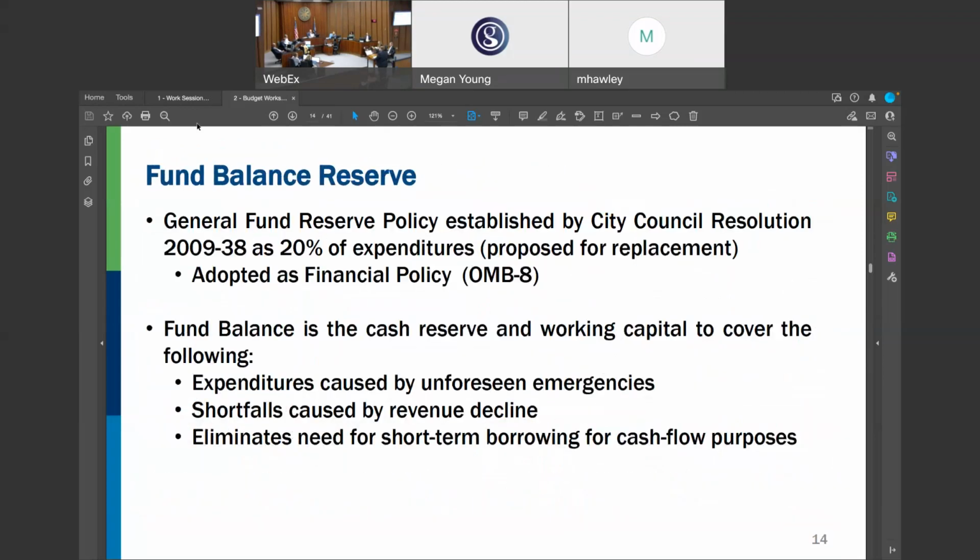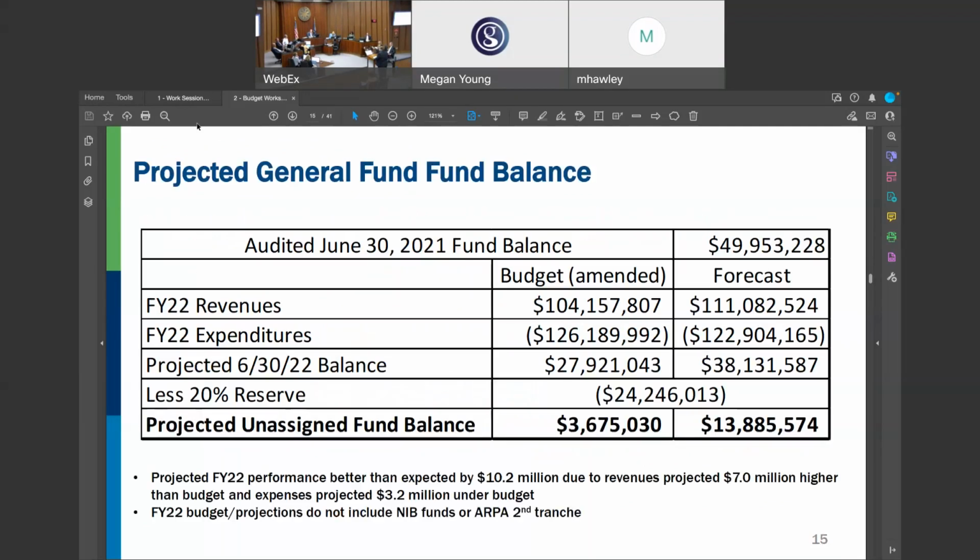Right, John. So your current fund balance policy requires a set aside of 20% of expenditures. There is an update on your docket tonight for consideration to affirm the 20% requirement and then address what happens to any funding above that level. So this schedule shows our current projected year-end fund balance. This is for the current year.